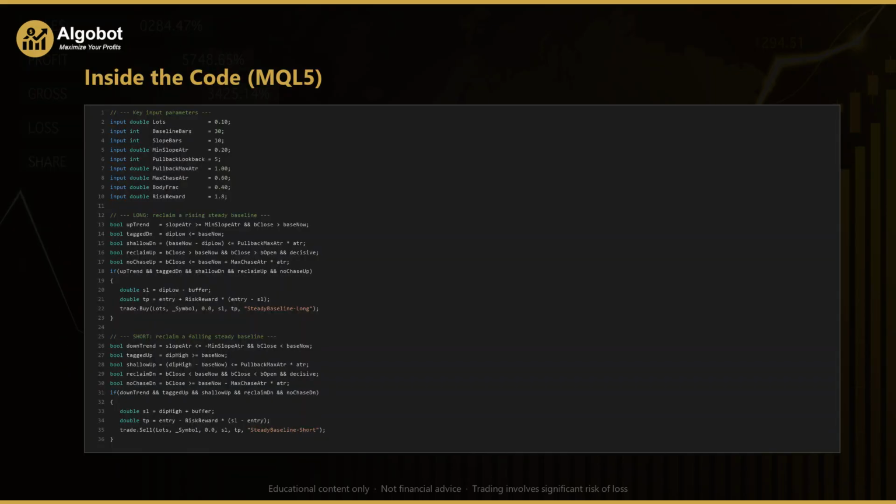Let's read through the code the way it looks in MetaEditor. At the top are the input parameters you can adjust. BaselineBars sets how many bars build the steady line. SlopeBars measures its slope, and MinSlopeAtr is the minimum slope in ATR units. Pullback and PullbackMaxAtr define how recent and how shallow the dip must be. MaxChaseAtr is the no-chase limit. BodyFrac is the minimum candle body, and RiskReward sets the target as a multiple of risk. Now look at the long block.